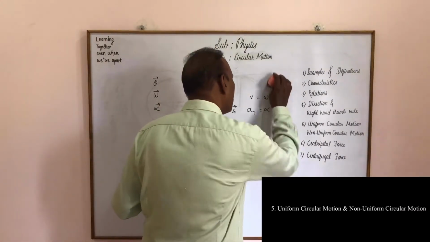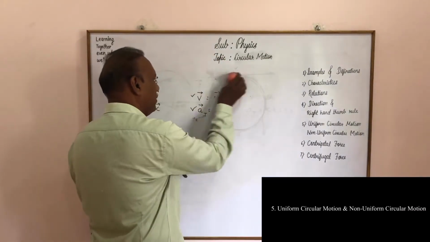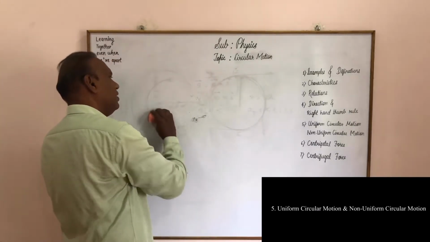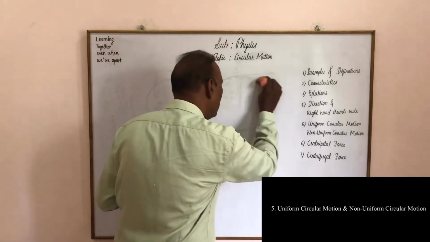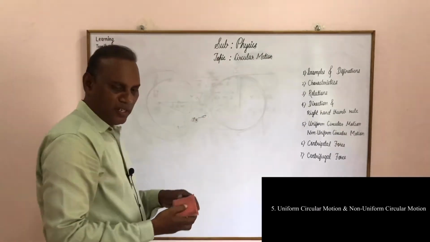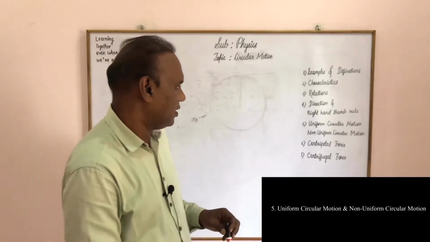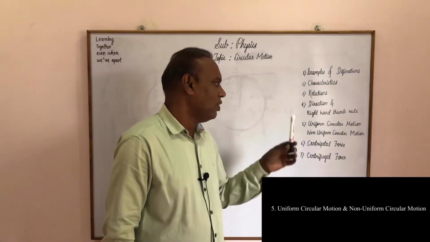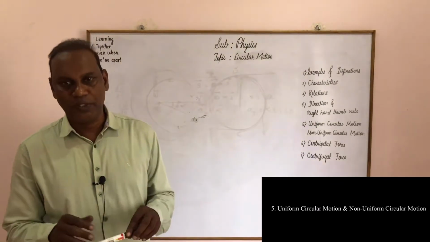Circular motion is of two types. One is uniform circular motion and the other is non-uniform circular motion.